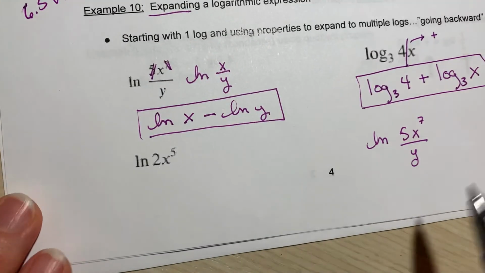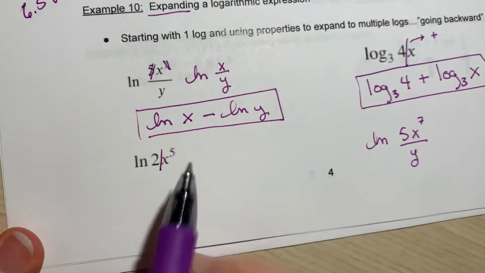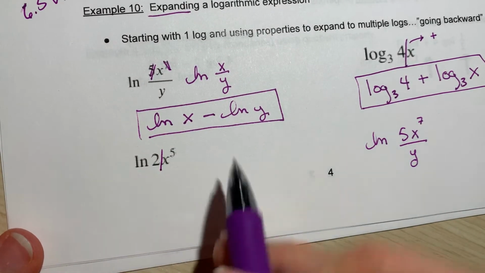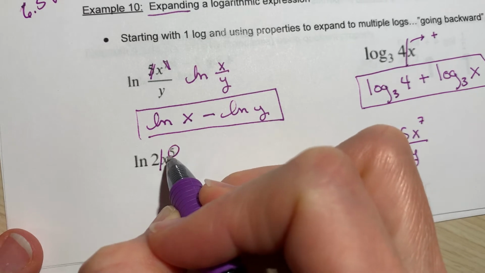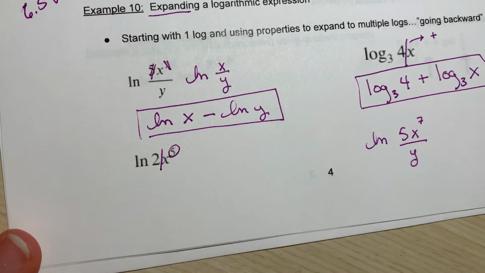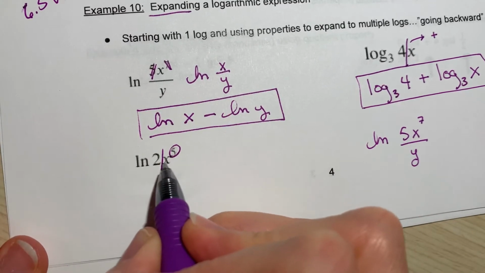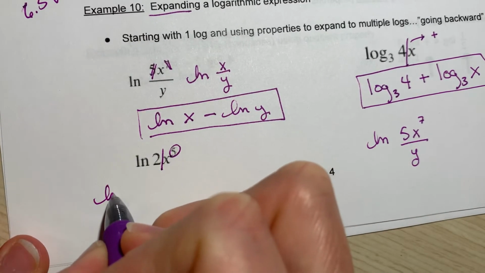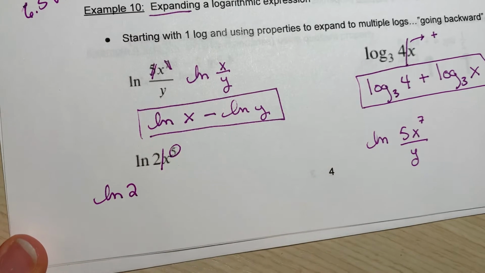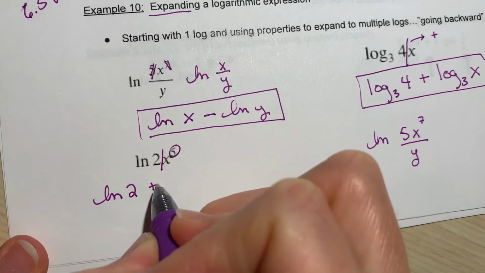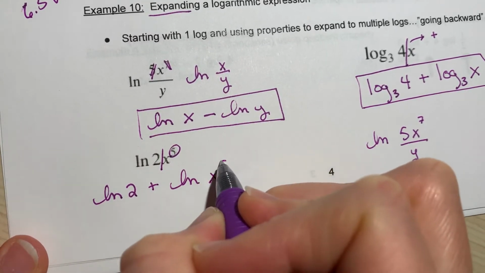This one, I see multiplication there because I have 2 times x to the 5th, but I also see the exponent. So that's the power property. So we're going to do this one in 2 steps. The first step you want to do is to separate the multiplication. So it's going to become natural log of 2 plus natural log of x to the 5th.